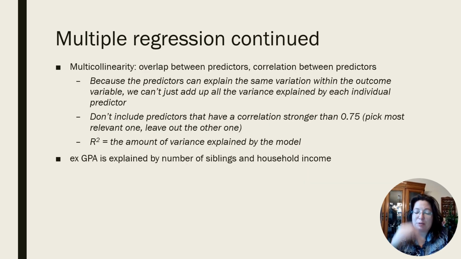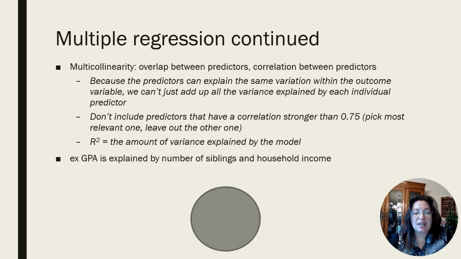There are a couple assumptions that have to be met in order for us to actually use a multiple linear regression. The first one is that we have to avoid multicollinearity, and that means we have to avoid overlap between predictors. We can test this by checking the correlation between predictors. Because some of our predictors could explain the same variation in the outcome variable, we don't want to include any that have a correlation stronger than 0.75. In that case, we want to just pick the most relevant one and leave out the others.